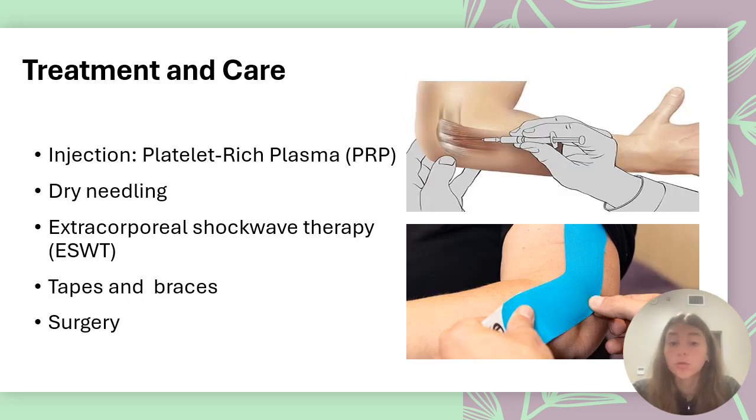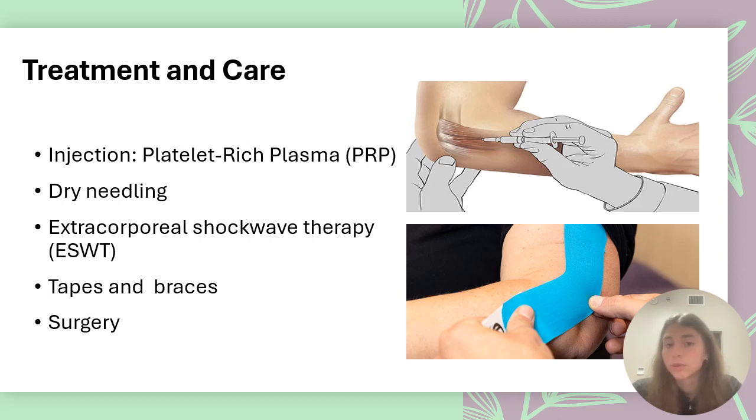So now moving into treatment and care. Sometimes tennis elbow heals on its own with rest or avoiding repetitive movements of the right arm, cold compresses on the affected area, and taking over-the-counter medications to relieve the pain. But if symptoms persist, medical treatment is necessary.